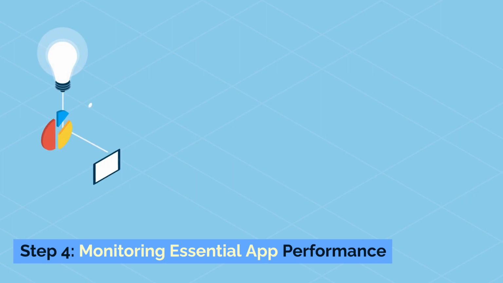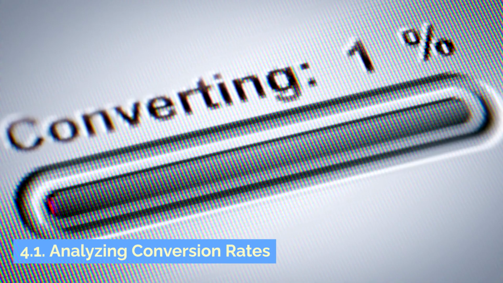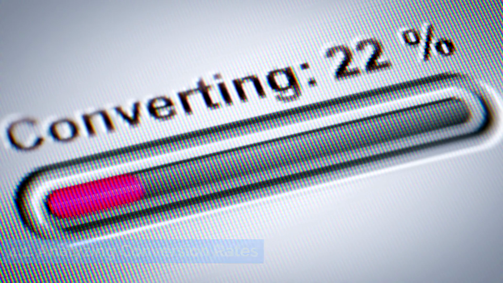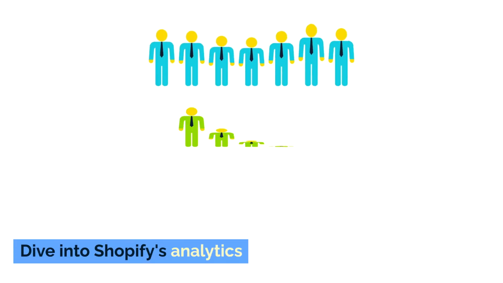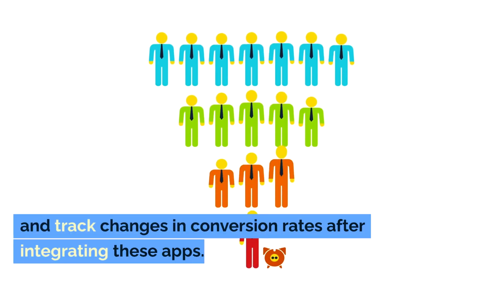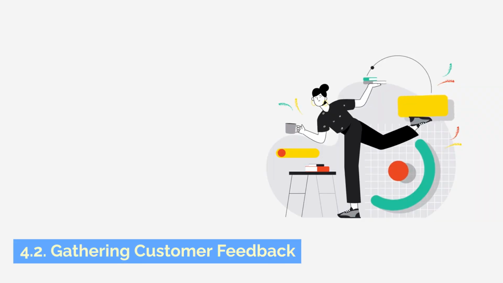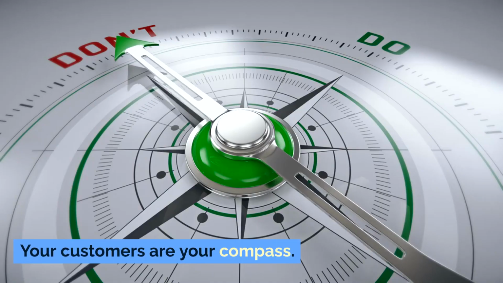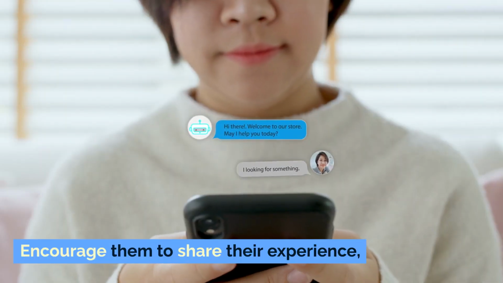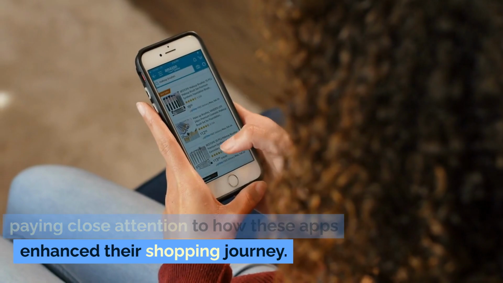Step 4. Monitoring essential app performance. 4.1. Analyzing conversion rates. Now, let's measure the impact. Dive into Shopify's analytics and track changes in conversion rates after integrating these apps. 4.2. Gathering customer feedback. Your customers are your compass. Encourage them to share their experience, paying close attention to how these apps enhance their shopping journey.